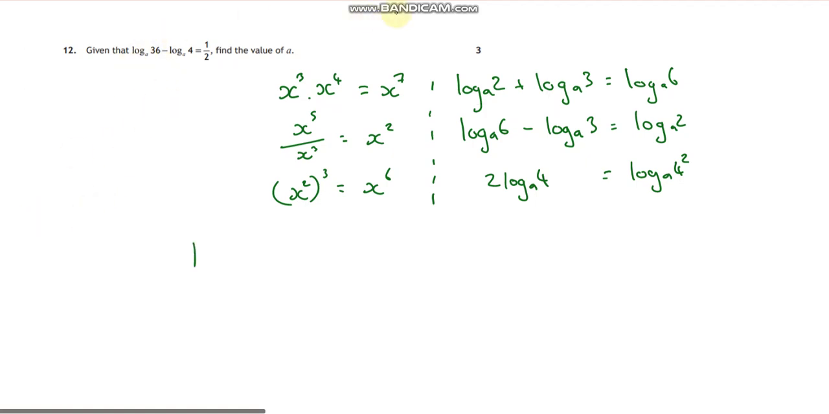So first thing I'll say for that will be log a 36, take away log a 4 to the half. I'll just write it out. Okay, so I've got take away, so that means I'm going to divide. So that's going to be 36 divided by 4, which is 9. So that's going to give me a half. Okay, so log a 9 is a half.